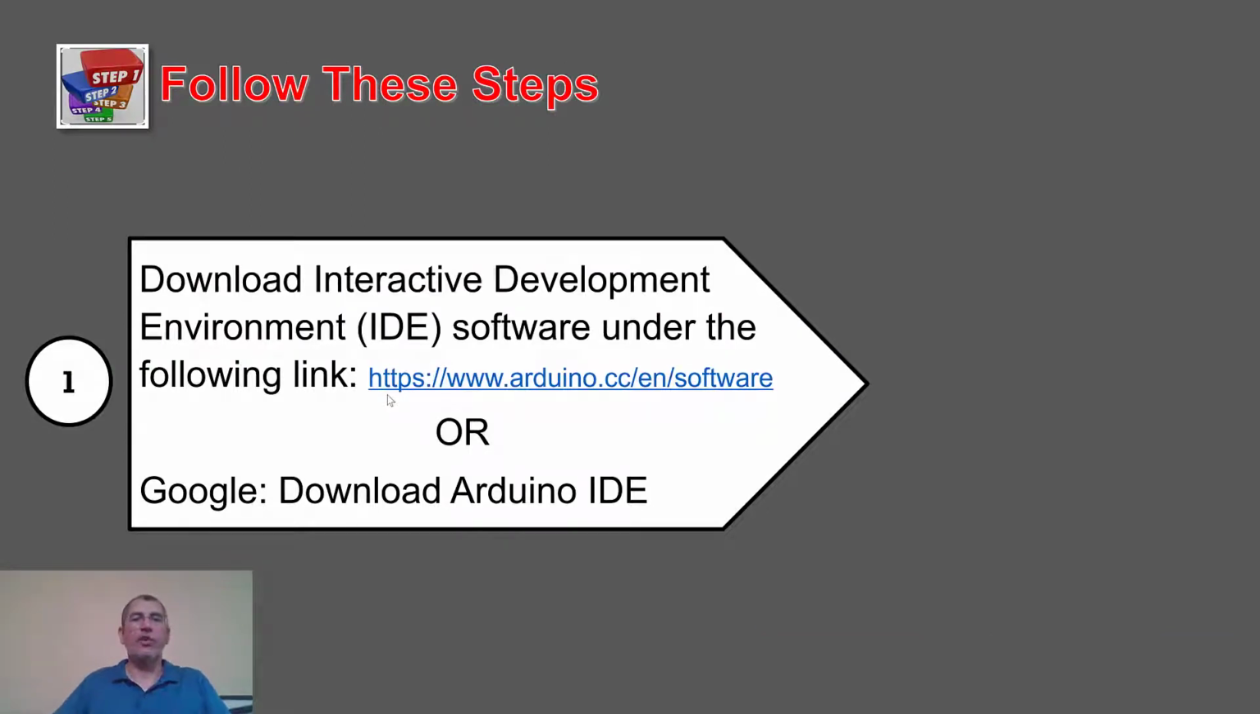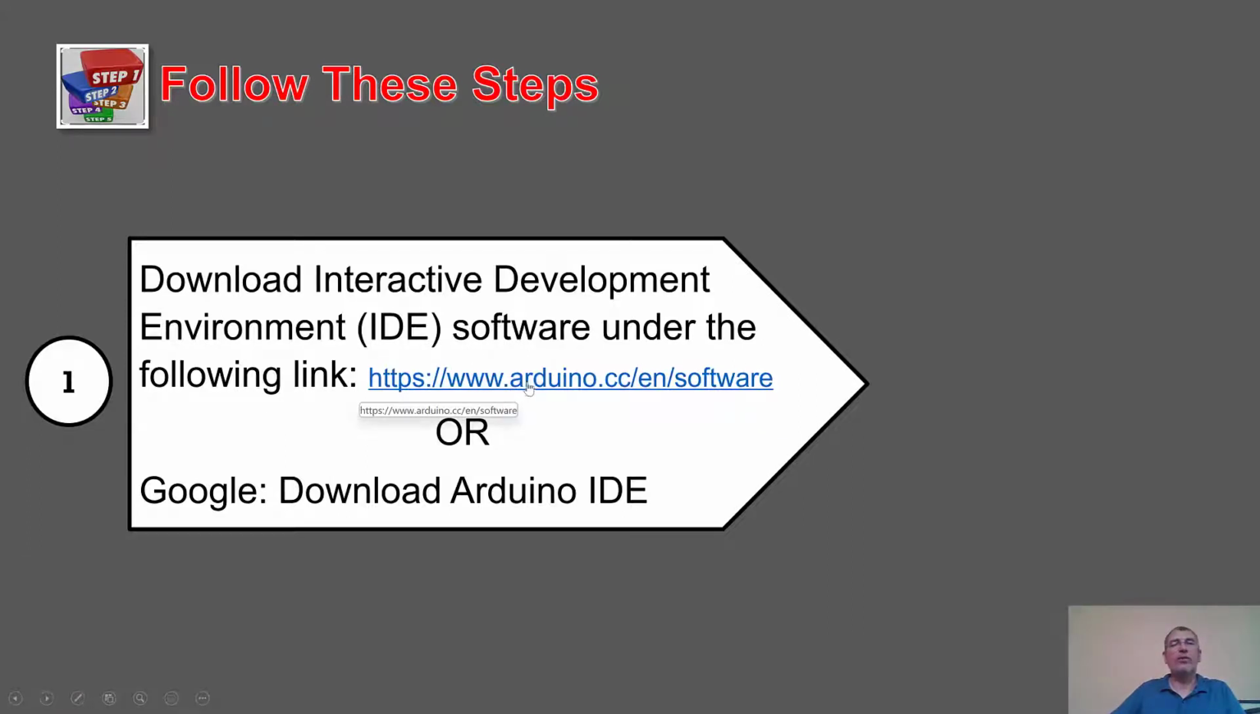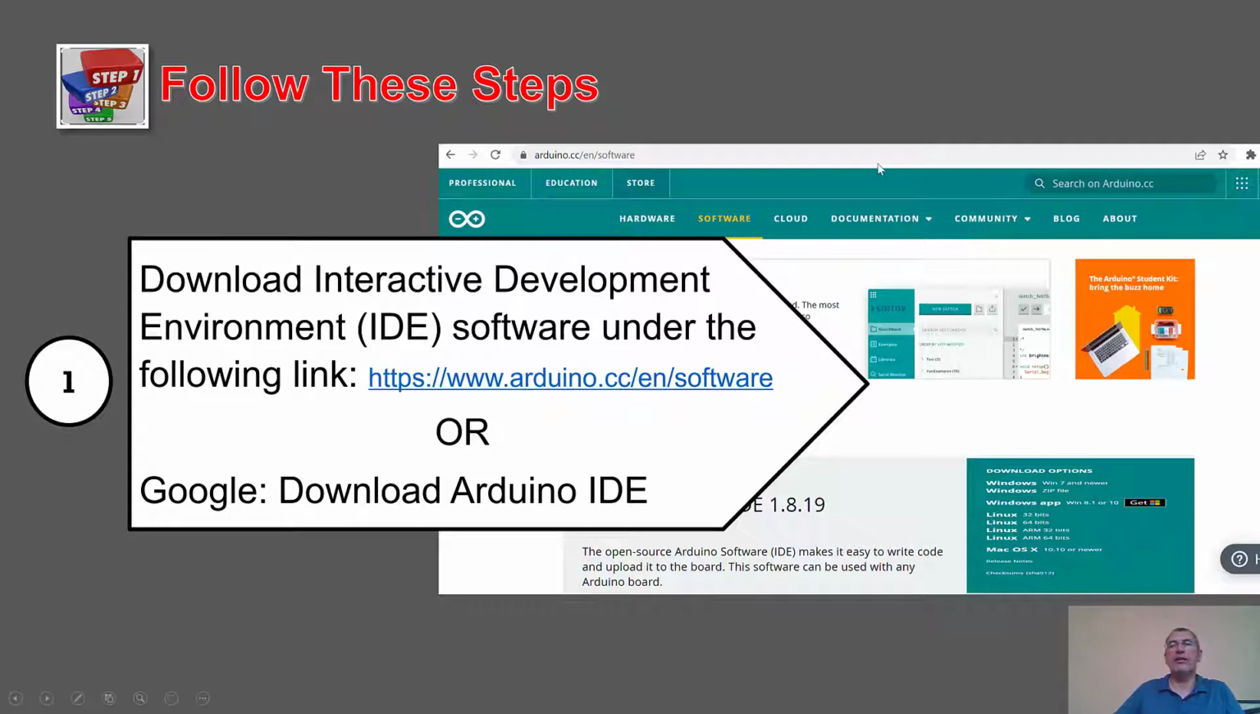Follow these steps. To download the Arduino IDE software, you go to this link, or just Google "download Arduino IDE". Either way, if you click on this link, it's going to get you to this page. Or if you Google download Arduino IDE, the first option is this page here.